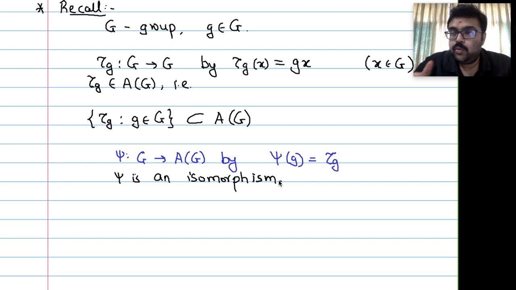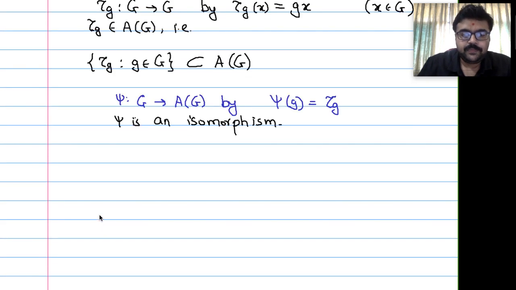So tau gh: we take two elements g and h in G, and then we take gh. So tau gh is the same as tau g composition tau h. That is the homomorphism part. And then tau g equals tau h means psi g equals psi h, then we have g equals h. So psi is an isomorphism, though it need not be onto. So that means this G is embedded, I mean, it is isomorphic to a subgroup of A(G), which was nothing but Cayley's theorem.